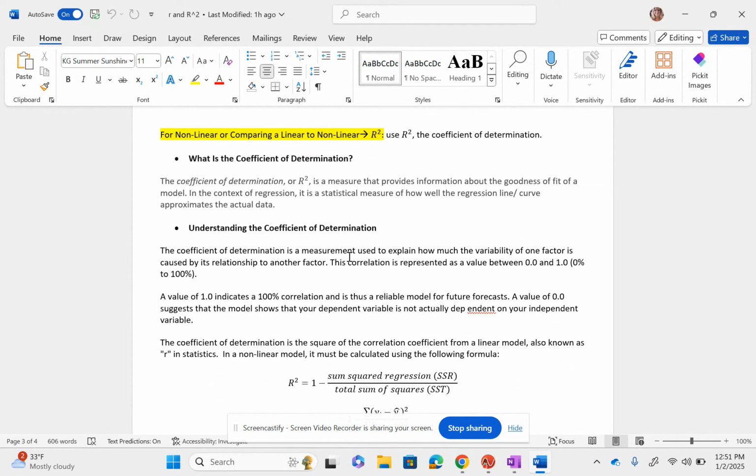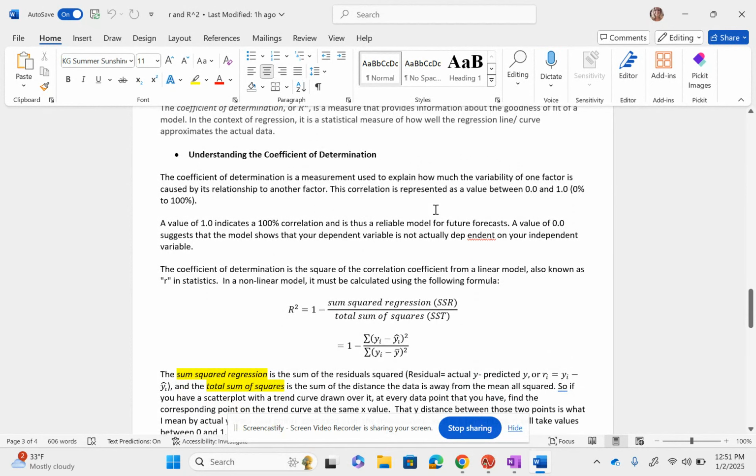Then if we have a nonlinear model, so our scatter plot looks like it could be a curve, say quadratic, exponential, sinusoidal, something like that, we would use r squared, the coefficient of determination, in order to measure the goodness of fit of the model to the data. So we are going to use this formula here to calculate capital R squared, or the coefficient of determination.